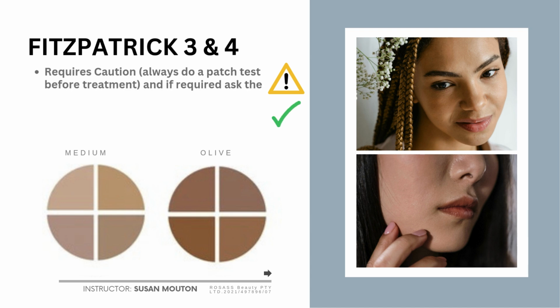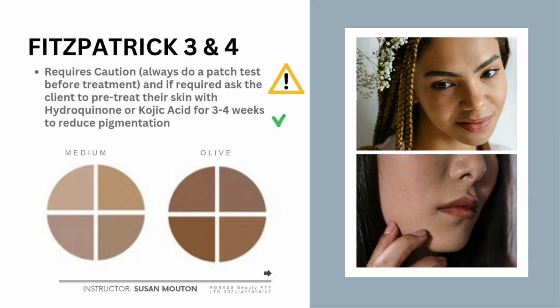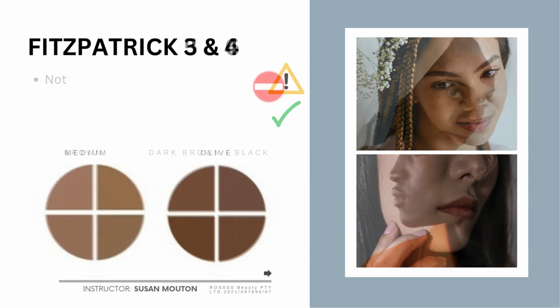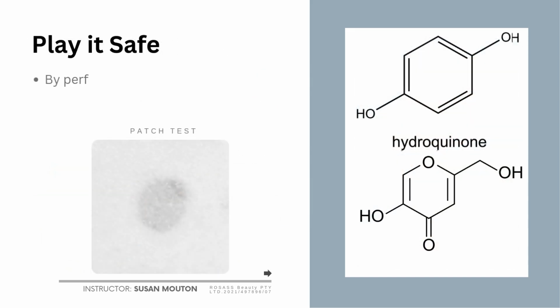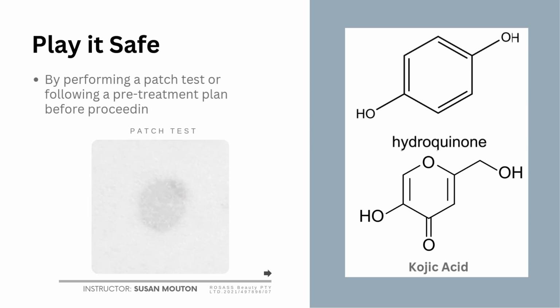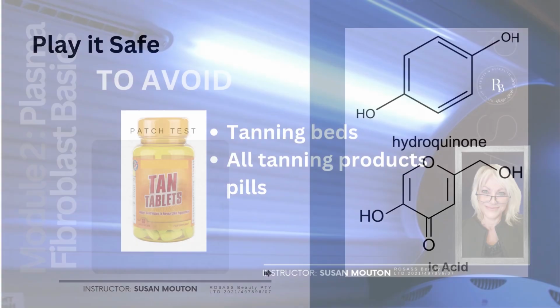Always do a patch test before treatment, and if required, ask the client to pre-treat their skin with hydroquinone or kojic acid for 3 to 4 weeks to reduce pigmentation risks. Fitzpatrick 5 and 6, not recommended due to a high risk of hyperpigmentation. Pro tip: if you're unsure of a client's skin type, always play it safe by performing a patch test or following a pre-treatment plan before proceeding.